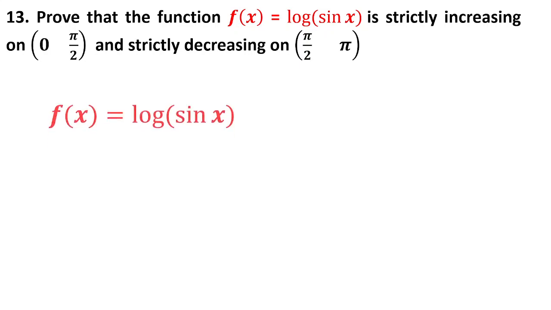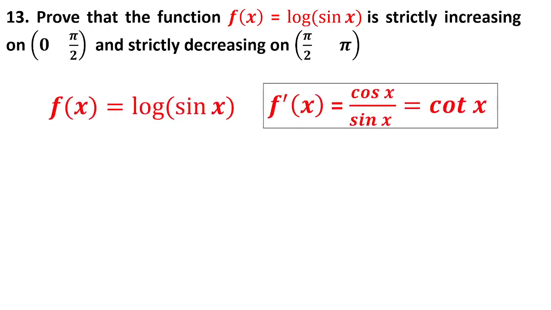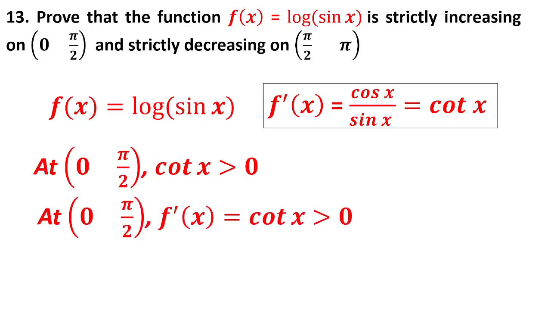Let us check. This is f of x equals log sin x. Do the differentiation. F dash of x, derivative of log of sin x, is 1 by sin x into the derivative of sin x, which is cos x. Therefore it is cot x. But now what is the nature of cot x? 0 to pi by 2 is the first quadrant. Therefore cot x is greater than 0. Therefore f dash of x is greater than 0.